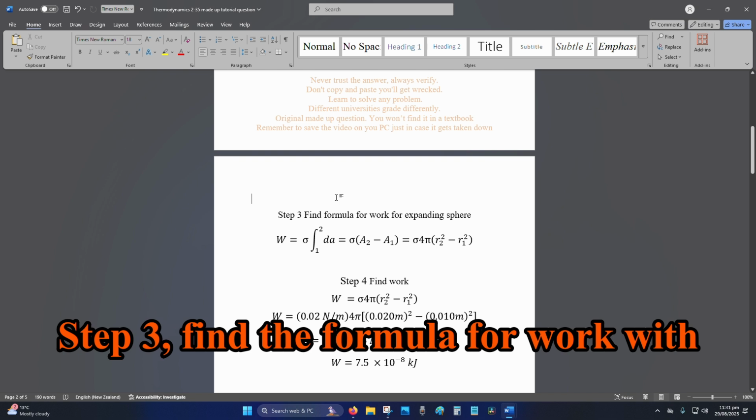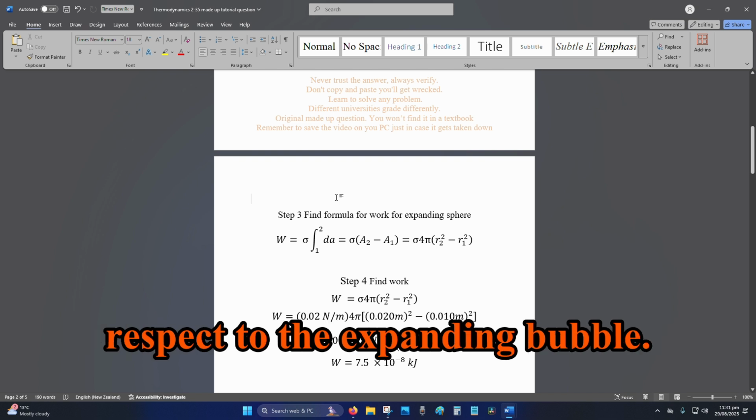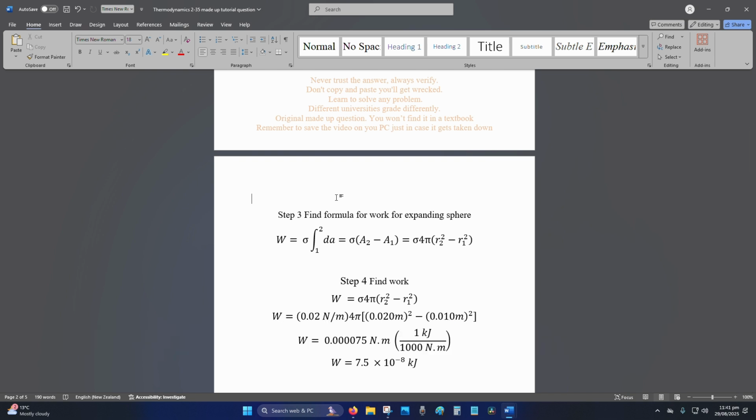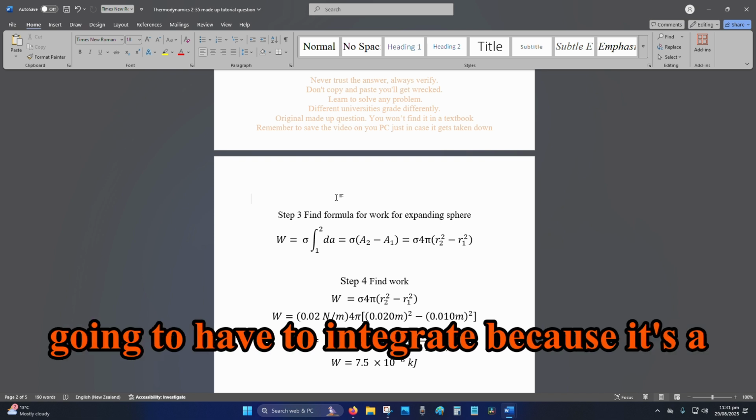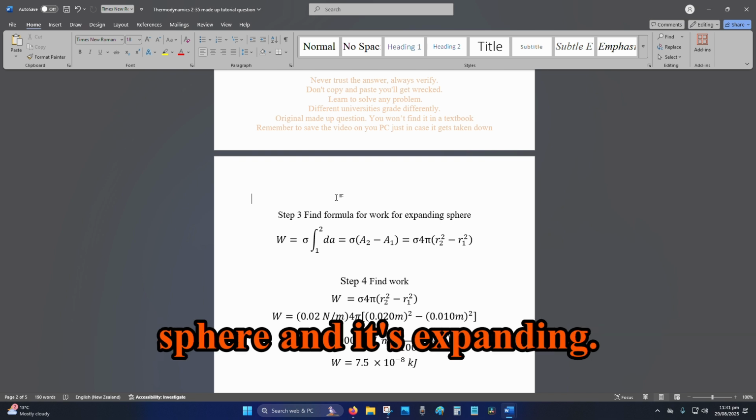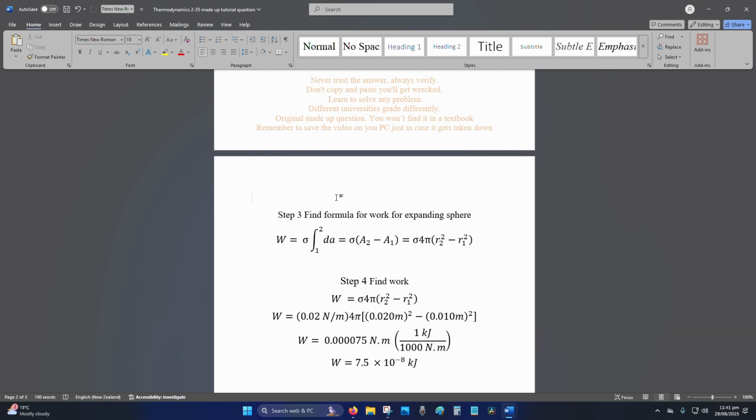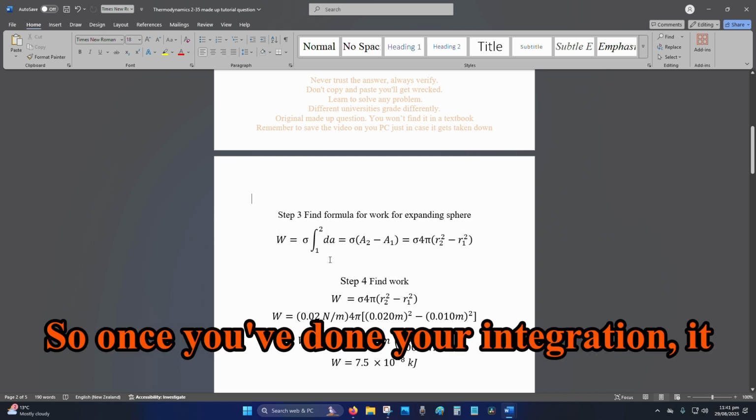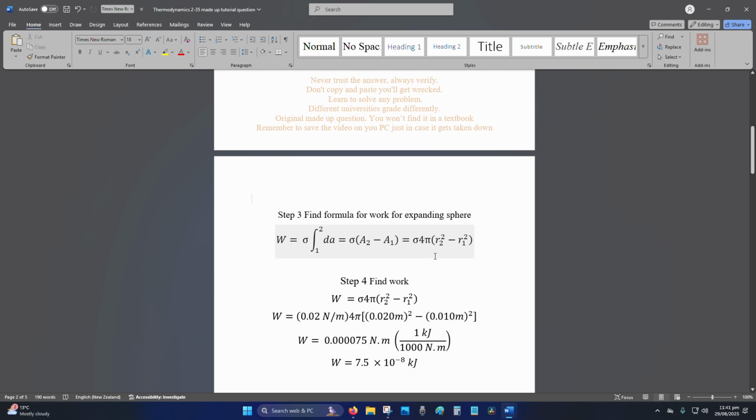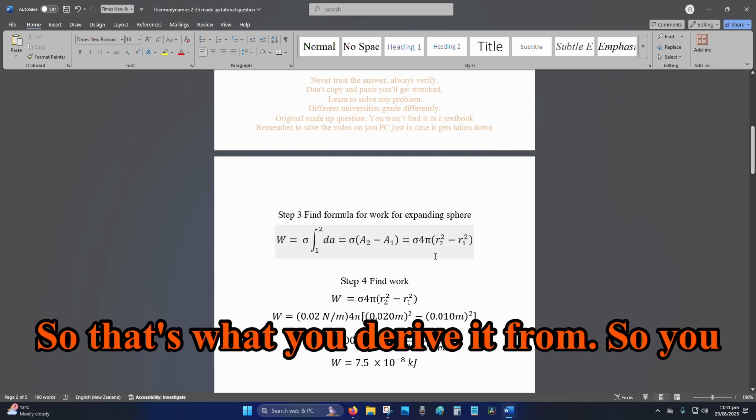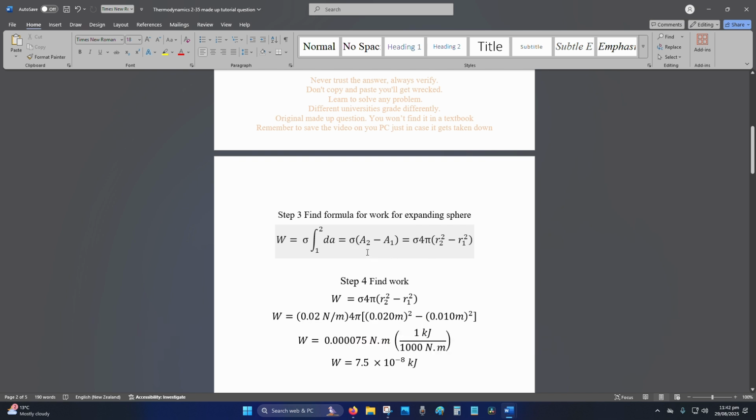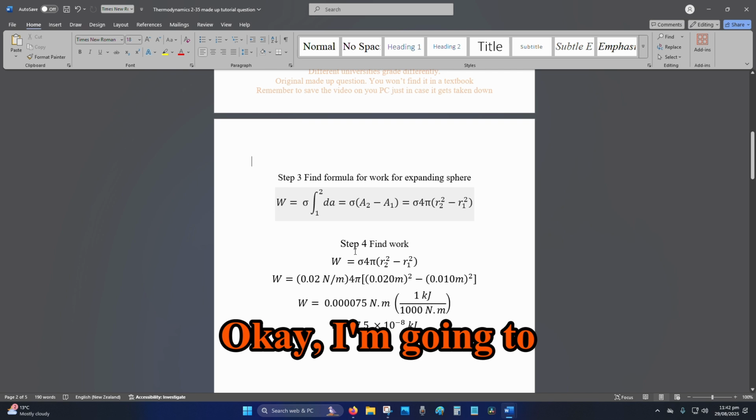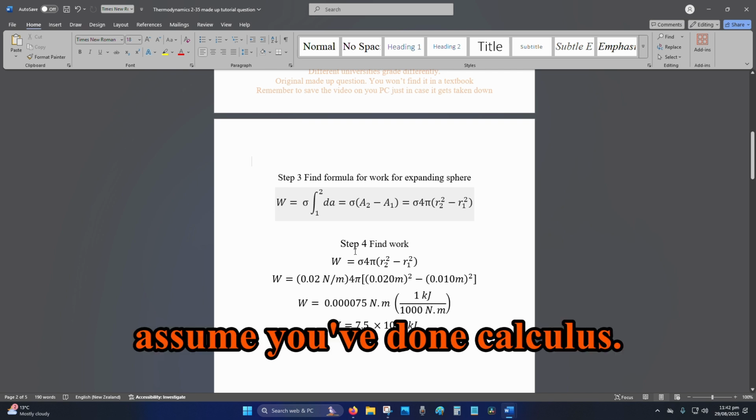Step 3, find the formula for work with respect to the expanding bubble. In this case, it's a sphere. So we're going to have to integrate because it's a sphere and it's expanding. So once you've done your integration, it will come out to be this formula. So that's what you derive it from. So you use this formula and derive it to this. Okay, I am going to assume you've done calculus.